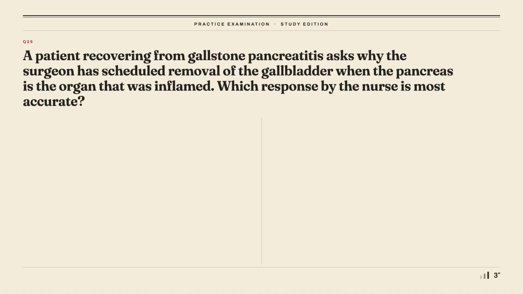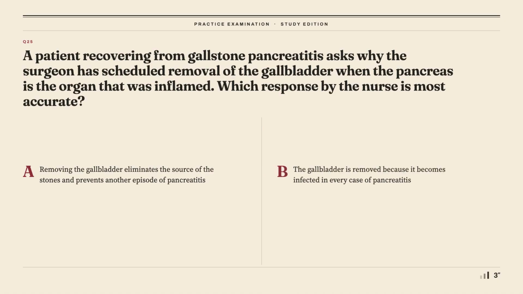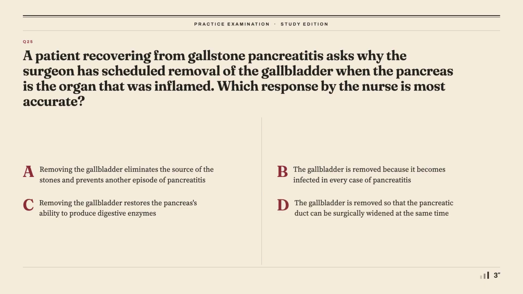Your options are: A. Removing the gallbladder eliminates the source of the stones and prevents another episode of pancreatitis. B. The gallbladder is removed because it becomes infected in every case of pancreatitis. C. Removing the gallbladder restores the pancreas's ability to produce digestive enzymes. D. The gallbladder is removed so that the pancreatic duct can be surgically widened at the same time. Which one is it? Pause the video if you need more time.